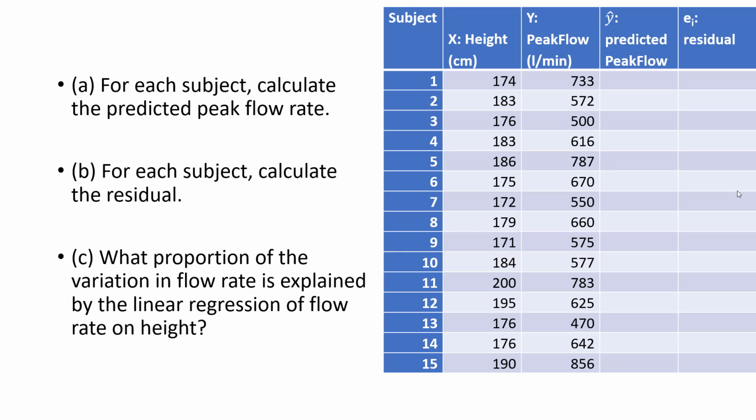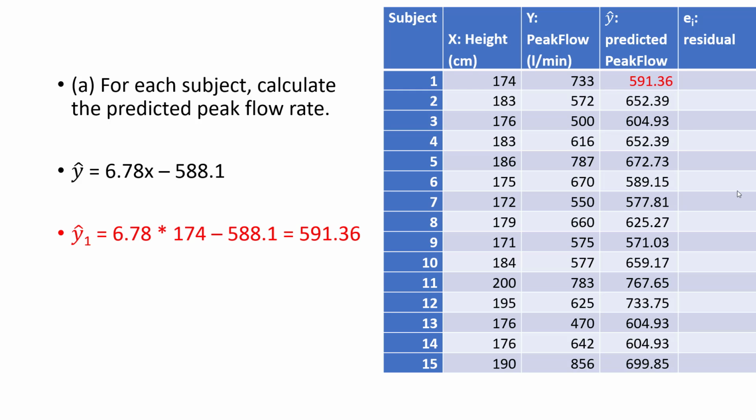How do we find the predicted peak flow rate for each subject, the residual, and the proportion of the variation that is explained by its relationship with height? Let's look at the first subject. To find its predicted peak flow rate, you just need to plug its height into the equation and you end up getting 591.36. Similarly, you can get other predicted values by using their corresponding height.